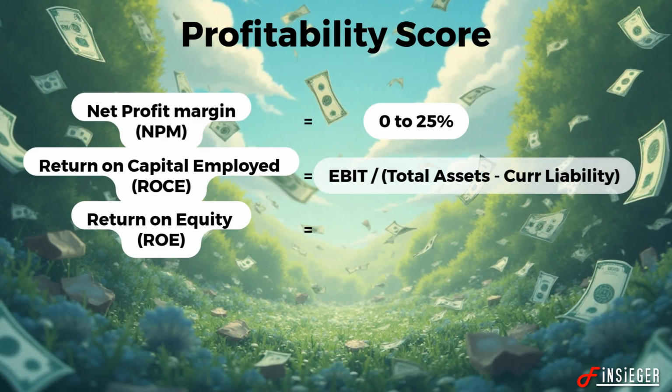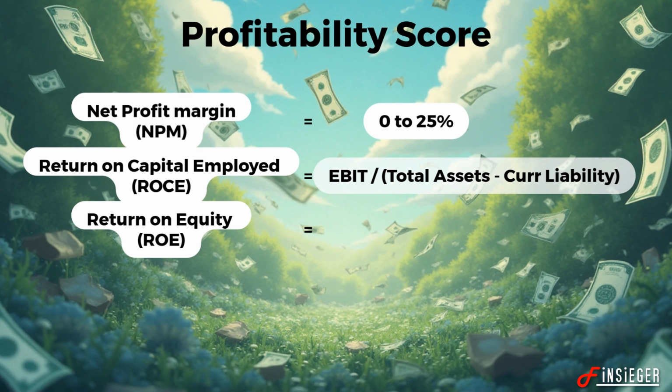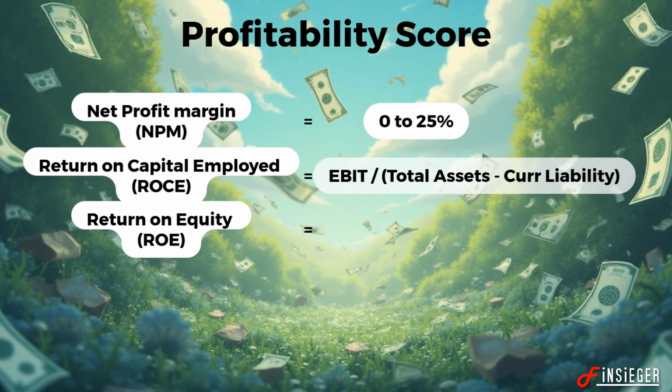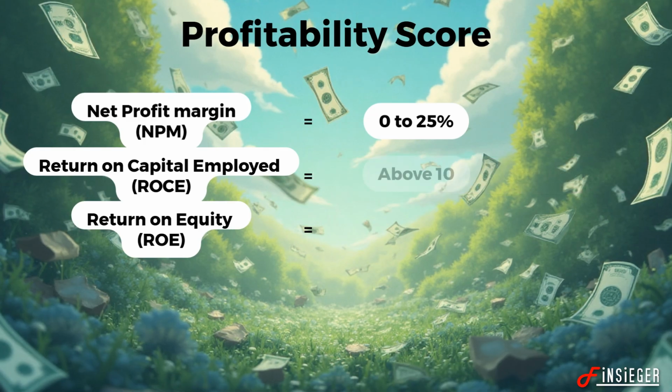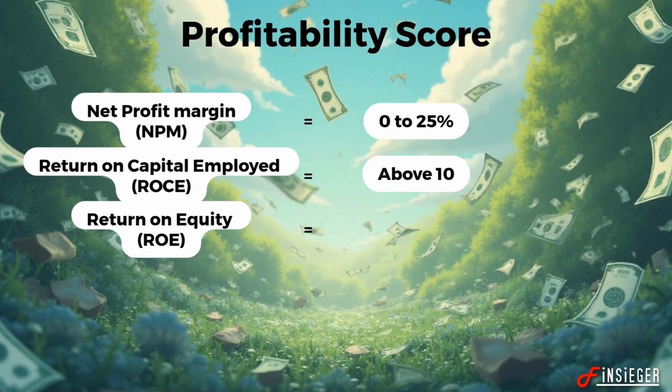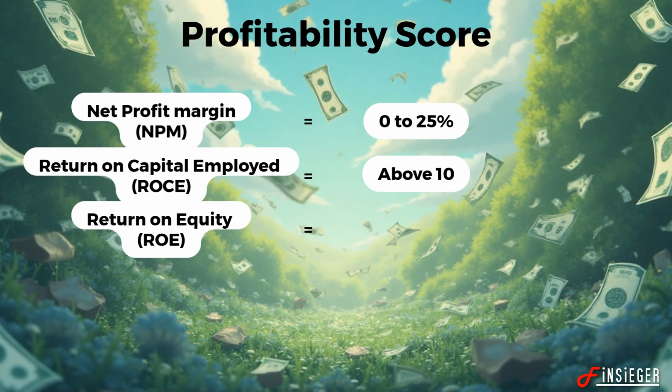Next is ROCE. Return on capital employed is calculated by profit before interest and taxes divided by total assets minus short-term liability. Best is above 20, but above 10 is also considered good. Single-digit ROCE can be problematic.